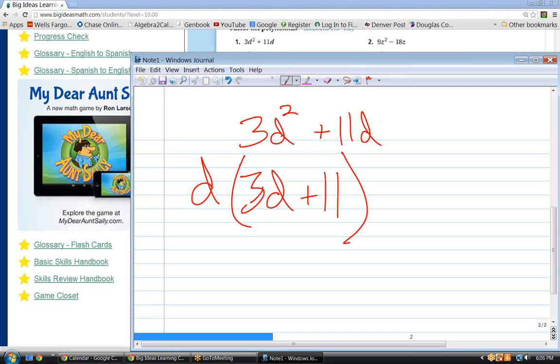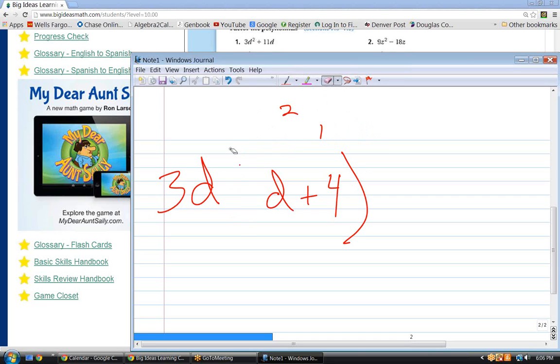Okay. So greatest common factor means greatest. In other words, had this been 12, I would have factored a 3D out because I could, leaving behind that. So you always want to factor the greatest thing that you can out when you're factoring a greatest common factor.